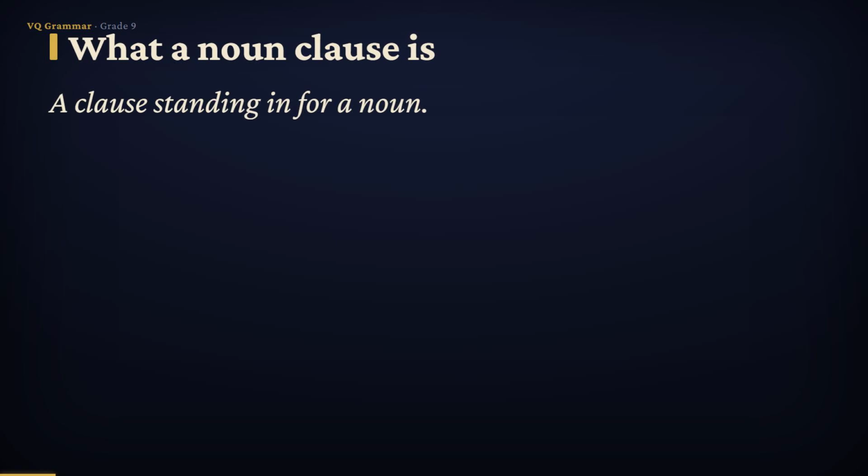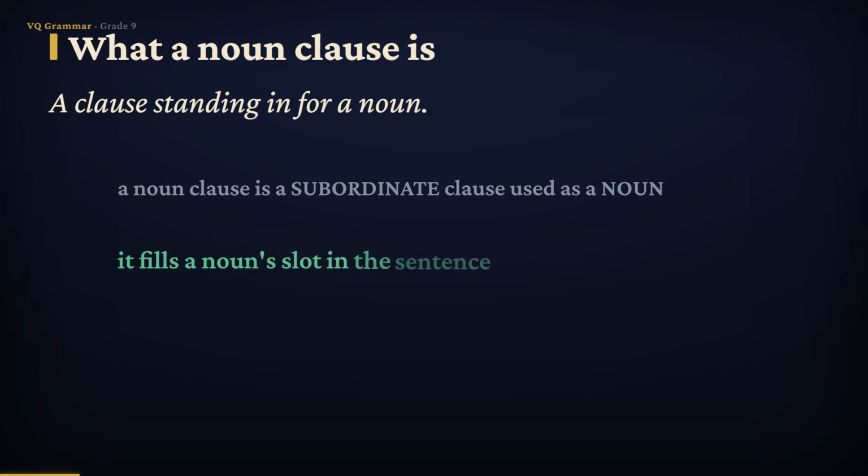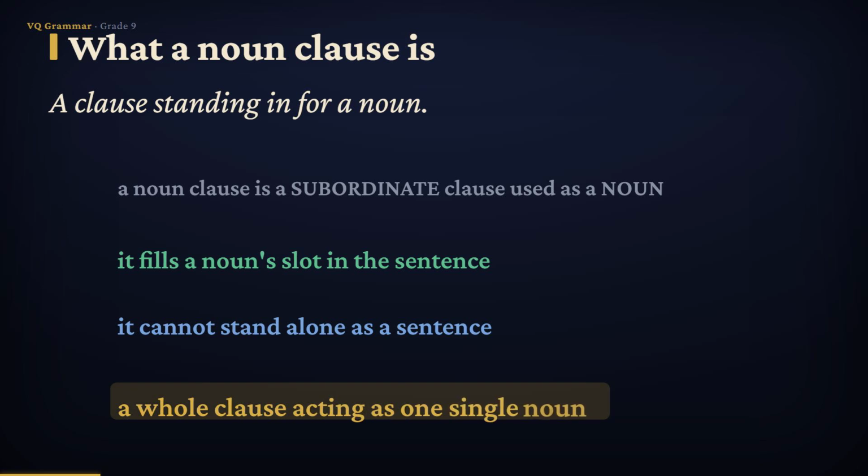Let's meet the noun clause. A noun clause is a subordinate clause that's used as a noun. That's the heart of it. Where a single noun might sit, as a subject or an object, a whole noun clause can sit there instead, filling that same slot. And because it's subordinate, it can't stand on its own as a complete sentence. It needs the rest of the sentence around it. So think of it this way. It's a whole clause acting as one single noun.